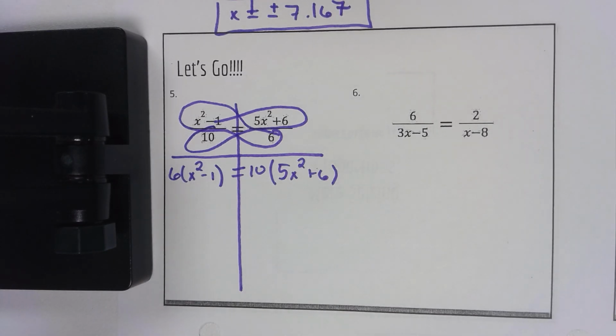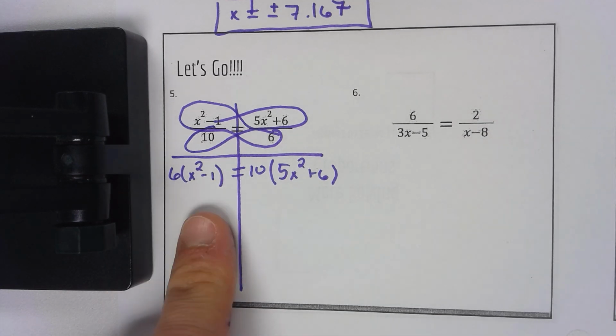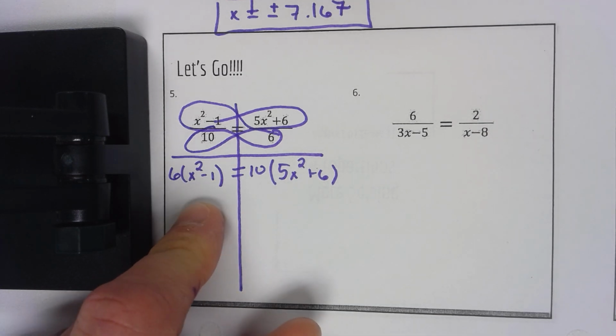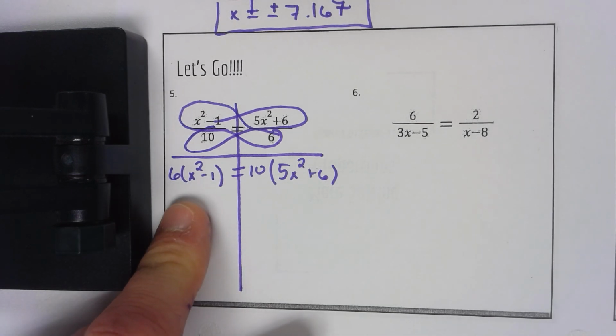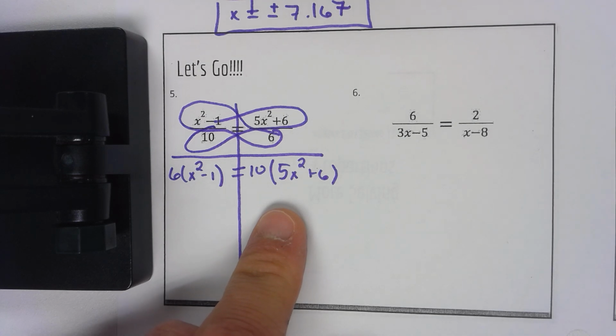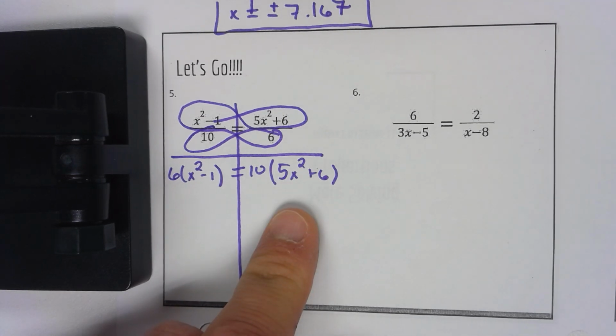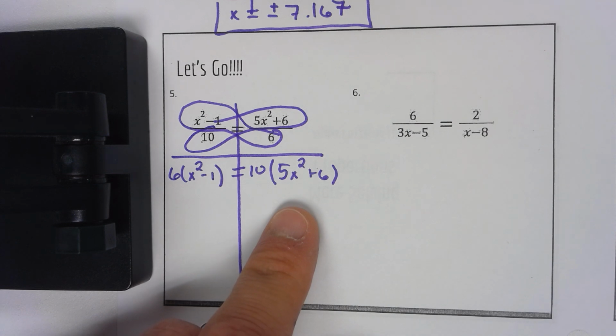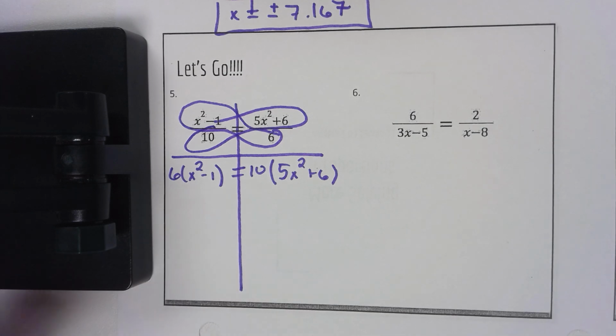So just the cross multiplying here. And I'll give you some time to solve it. But after cross multiplying, you should have on either side of the equation that 6 needs to multiply to x squared minus 1. And on the other side, you should have that 10 needs to multiply to 5x squared plus 6. And again, I'll give you a couple minutes to take it from there.